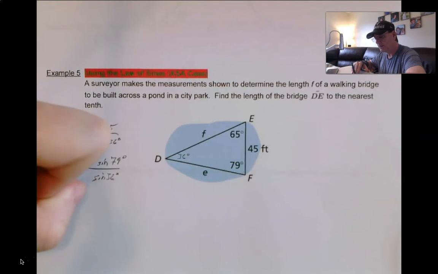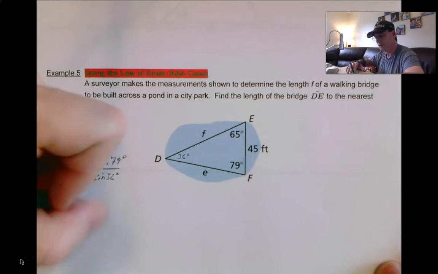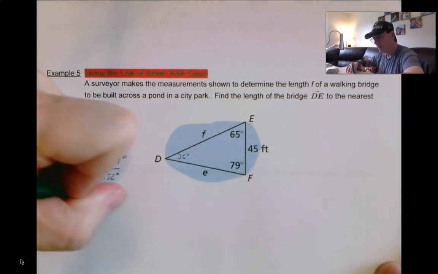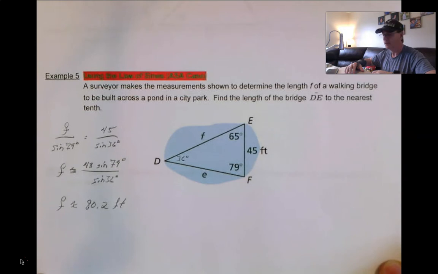So f is approximately 45 times sine of 79 degrees divided by sine of 36 degrees, which is 80.2 feet. So the bridge across this water is going to be approximately 80.2 feet.